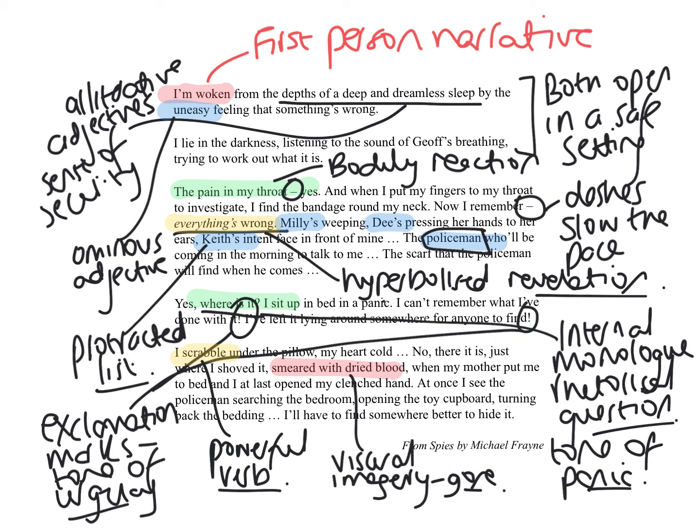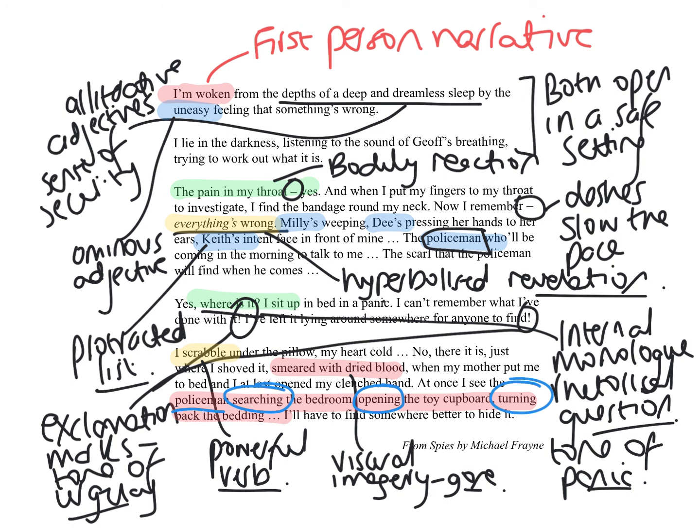And that is obviously why they worry about the policeman searching the bedroom, opening the toy cupboard and turning back the bedding. In this case, we have a tripartite list of verbs: searching, opening and turning. That tripartite list of verbs underlines this fear of investigation, and I suppose the concerns about being suspected of a crime. It's unclear whether the protagonist committed the crime, but there is certainly imagery of a crime created through the reference to the policeman and those verbs which describe what the policeman will do.